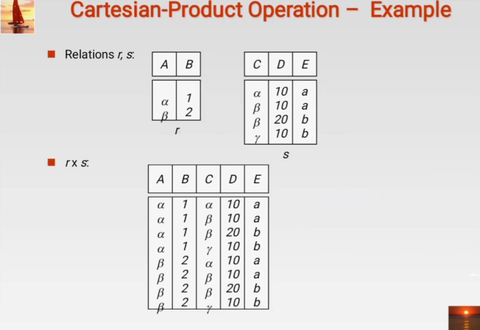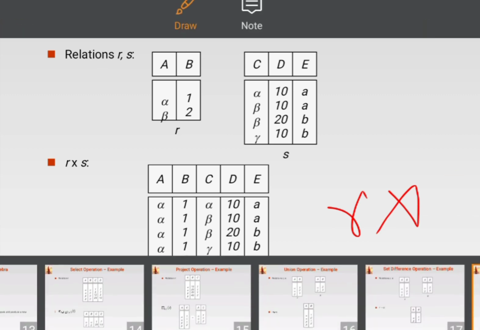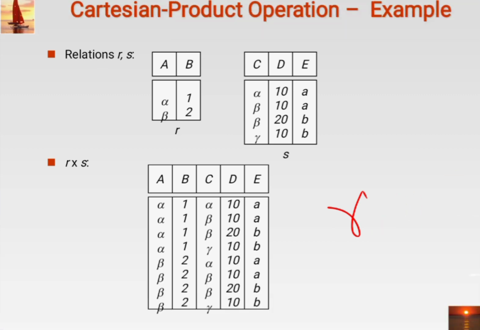Then I am having the Cartesian product. So what do you mean by Cartesian product? Already you know the Cartesian product is always indicated by R cross S. While requiring R cross S, I am having one relation as R and one relation as S. These are the two relations I am having. The Cartesian product operation is also called the cross product.